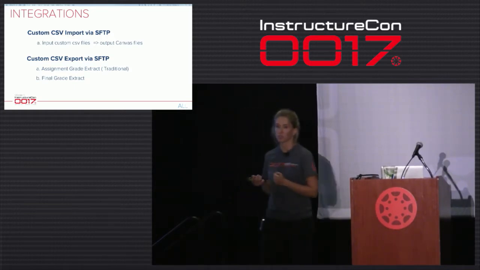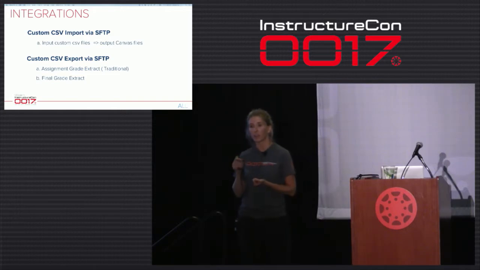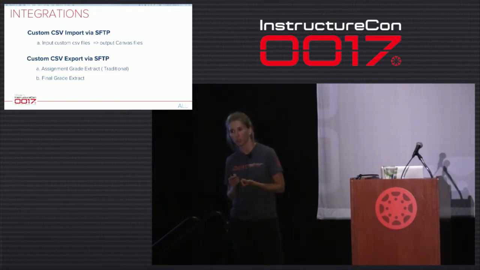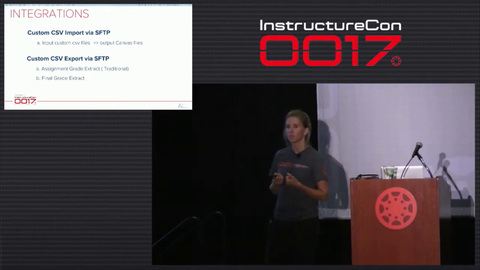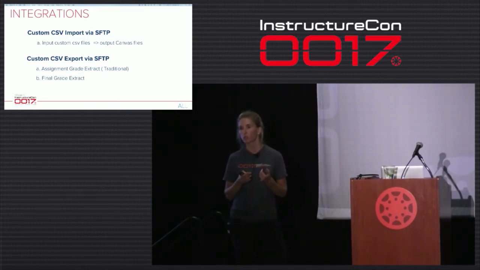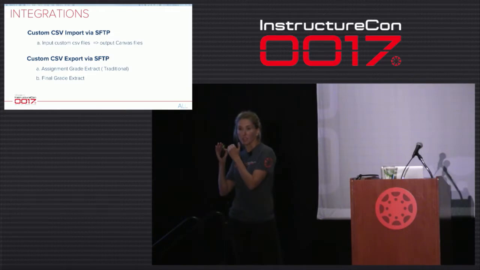Now, if your SIS provider happens to have a capability of accepting assignment grade passback CSV files, we can work with them as well. We can meet their requirements and produce those files, placing them by the same method on the SFTP and allowing them to pick them up on a scheduled basis.